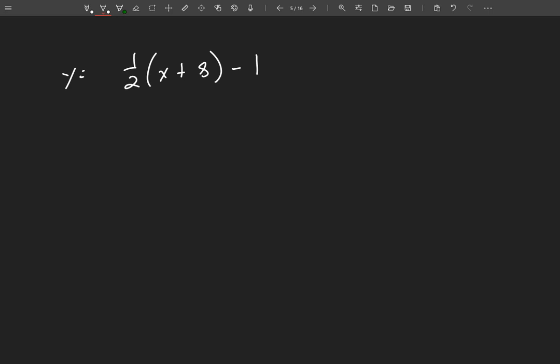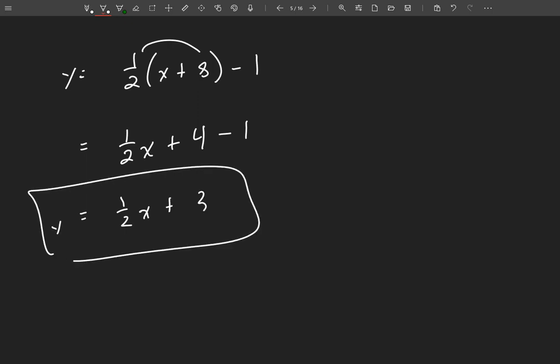All right, this actually works exactly the same way. It's just a fraction. We're going to multiply by a fraction. If you multiply 1/2 times x, it just gives you 1/2 x. If you multiply 1/2 times 8, that's the same thing as saying, what is half of 8? That's literally the same thing. So what is half of 8? Well, half of 8 is 4. It's the same thing as saying, what is 8 divided by 2? That's 4, and then minus 1. So then I get 1/2 x plus 3. And that's my answer.